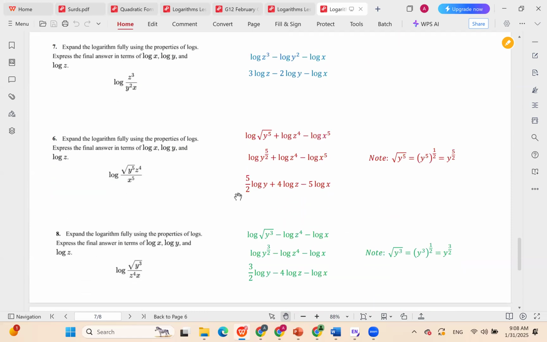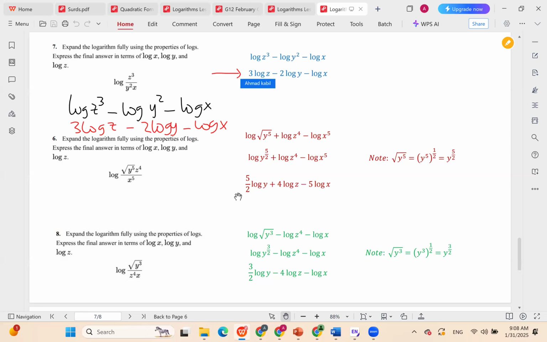For the next set of examples, we are trying to expand again. So these are further examples on the same thing. Let's take the numerator with a positive, so log z power 3 minus log y power 2 minus log x. So 3 log z minus 2 log y minus log x would be the correct final answer.